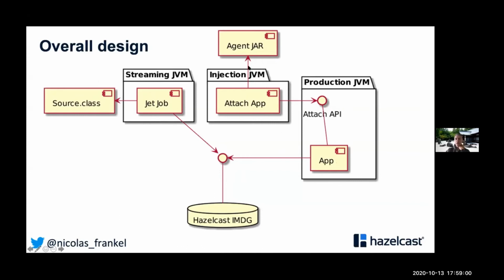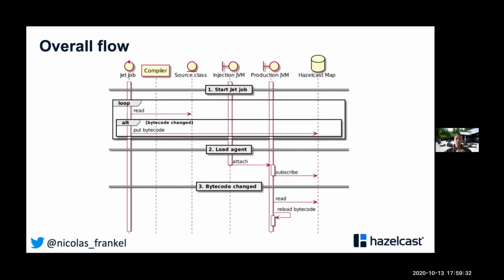Meanwhile, we have another JVM, and we have compiled a jar that is able to read the data from IMDG and change the running bytecode. So this is set in a jar, and we run this injection JVM. It will take the jar, read the jar, and attach the jar to the app. And now the app becomes able to read the data from IMDG, and when there is a change, it will reload the bytecodes. From a sequence point of view, it works like that.